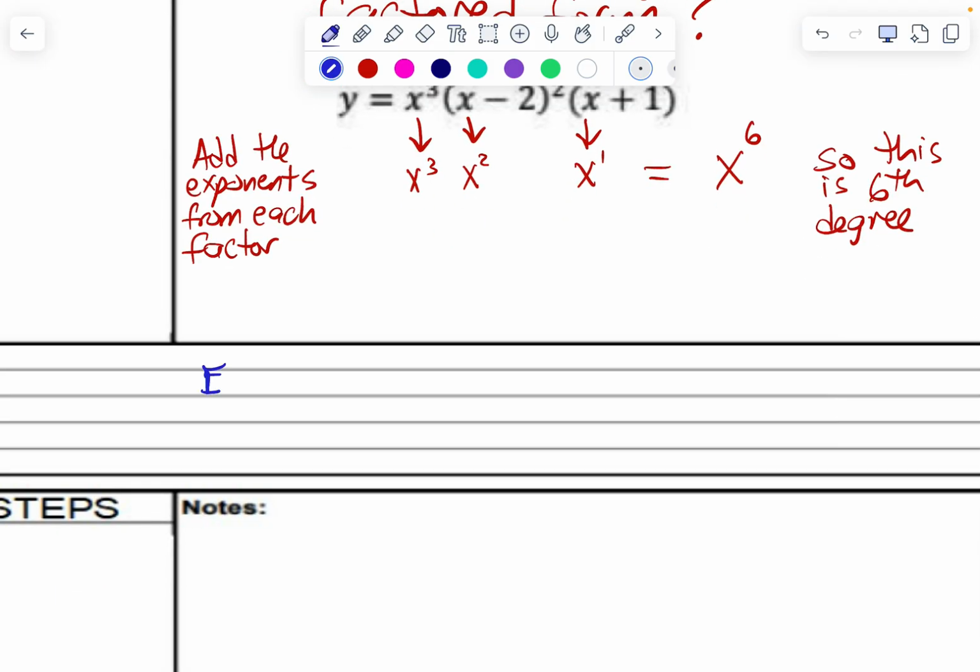So quick other example. Let's say f of x. I will tell you I like f of x better than y, so just keep an eye out for that. Let's do 2x plus 1 squared and call it good there. Okay. So what's our degree?